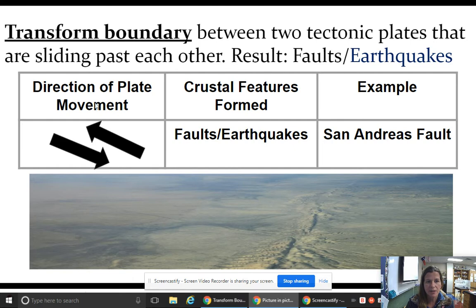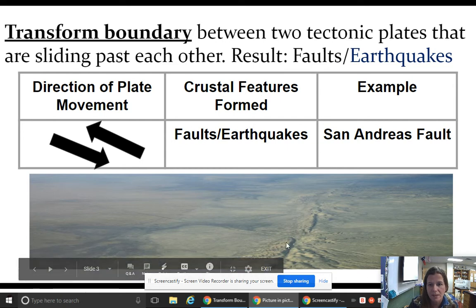So if we look at the direction of the motion or movement of the plates, you can see it here, between two tectonic plates that are sliding past each other. The result are faults and earthquakes. Remember, earthquakes are going to happen at all boundaries. Crustal features formed. We get the faults like the San Andreas Fault in California.